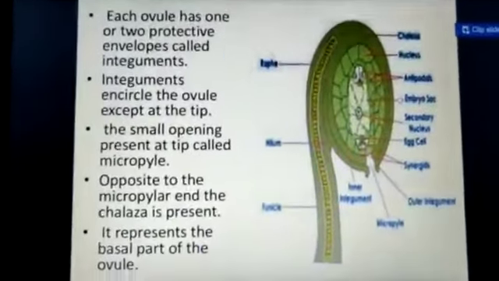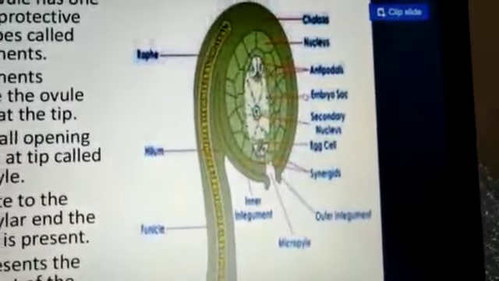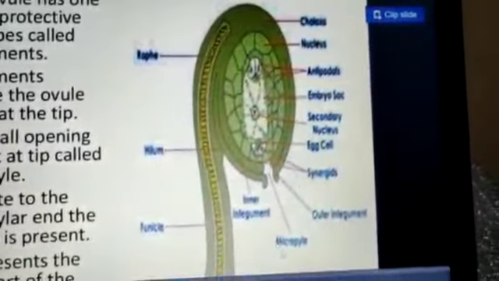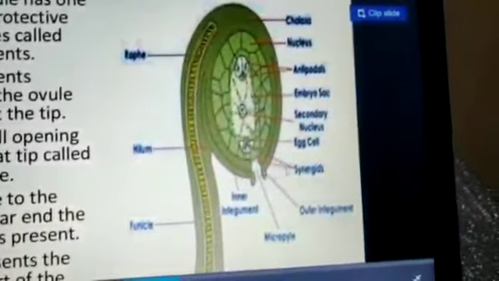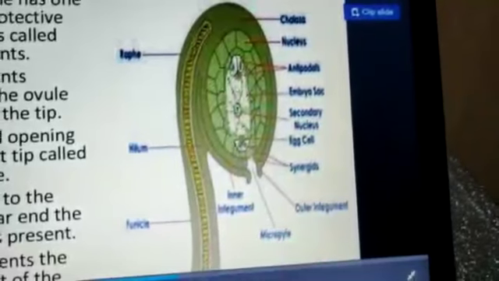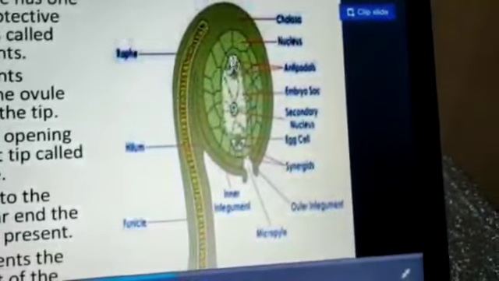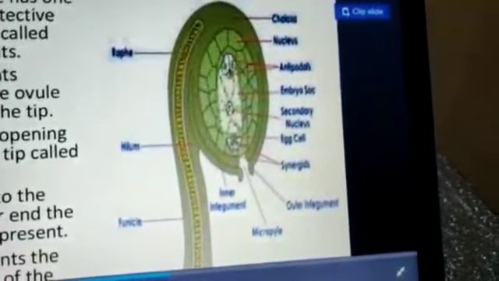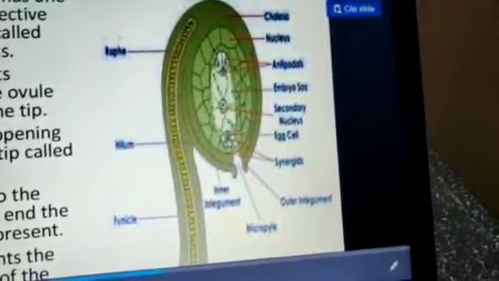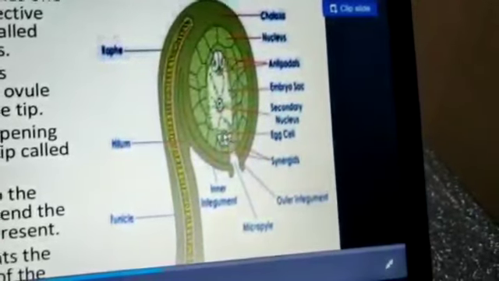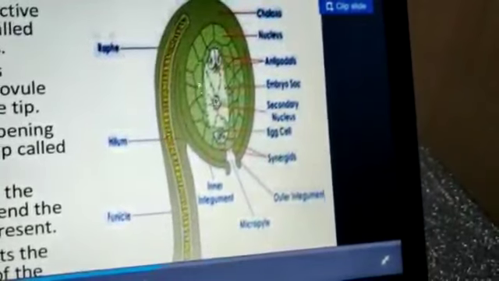Now here you just see the structure. This is the portion: micropyle, inner integuments, synergids. These are the hole nucleus, antipodal cells. These are the three antipodal cells, two polar nuclei, and three here, lowermost, three synergids. In between, the egg cell is present. These are the secondary cells or polar nuclei.